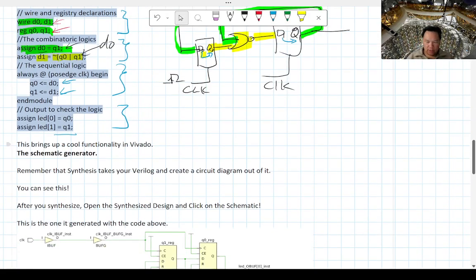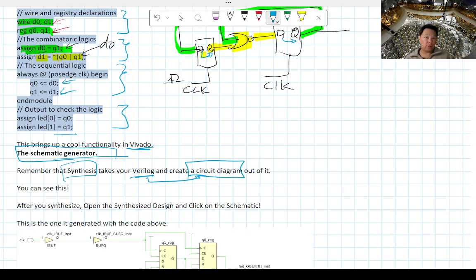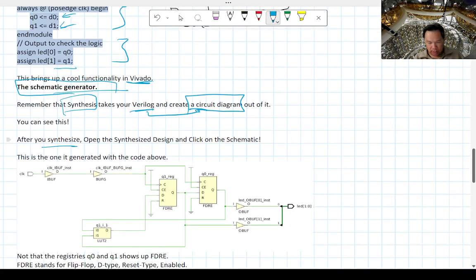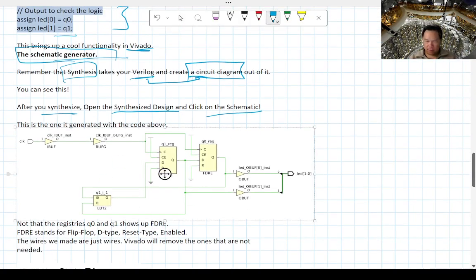So this little circuit actually brings up a fun functionality in Vivado, which is the schematic generator. Remember that when you synthesize your code, it takes your Verilog code and basically makes it into a circuit. That's what synthesis does. You can actually see this. After you synthesize, you can open the synthesized design and just click on the schematic. And then the schematic pops up like this.